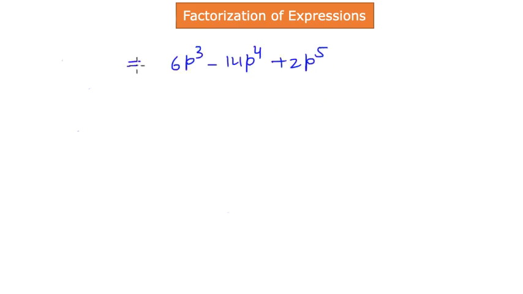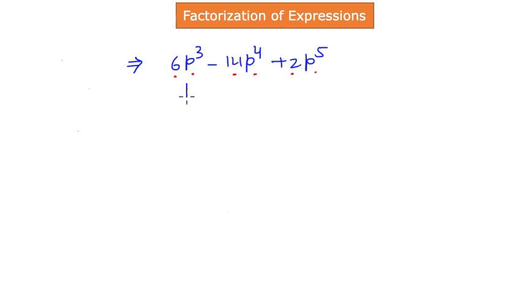The expression I have is 6p cube minus 14p to the power 4 plus 2p to the power 5, and let's divide this entire expression into its individual factors. Now you need to make some observations before you start breaking this expression into its components. What you need to do is find out what could be common across each term inside this expression. You see that there is a 6, 14 and 2. Each one of those could be divided by 2. And then there is p cube, p to the power 4, p to the power 5. Each one of those could also have p cube as a common factor across each term.